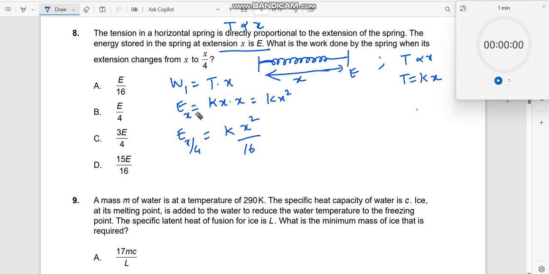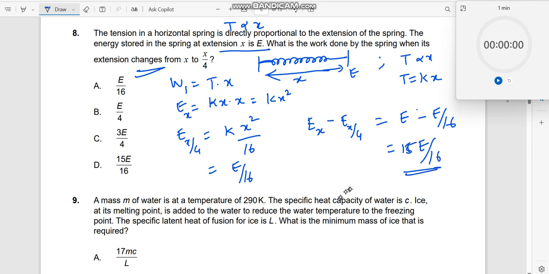When the extension changes from x to x by 4, it is asking you x minus x by 4. When there is a term known as changes, you have to be careful. Don't just say kx squared by 16, which is incorrect. So you should use this one. This should now be equal to, how much? kx squared is E, right? So I can now write this as E by 16. Therefore, this should be E minus E by 16, which is equal to 15E by 16.